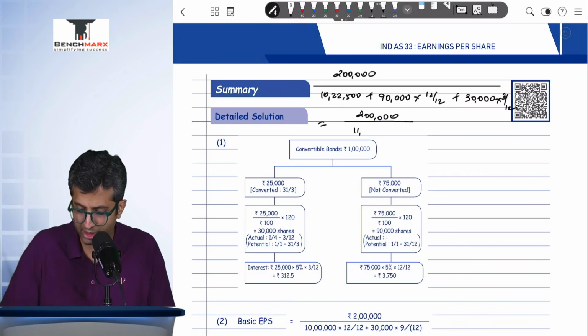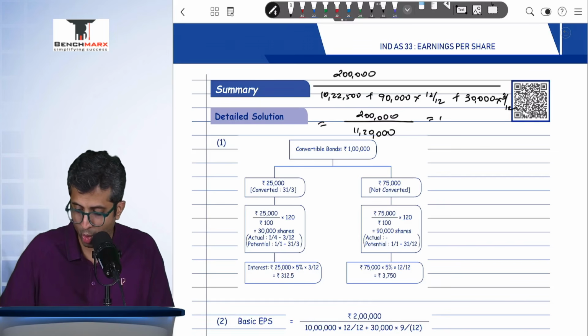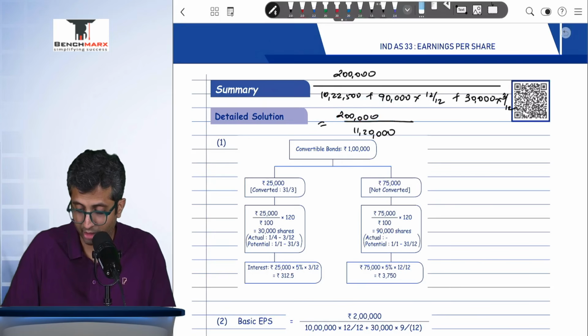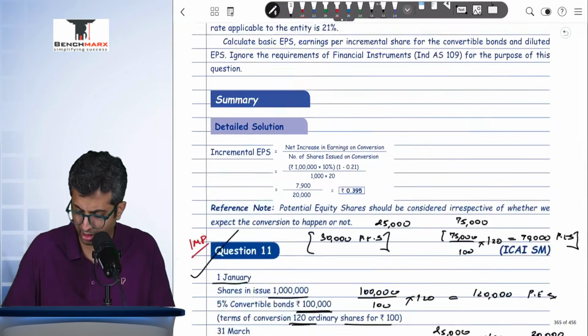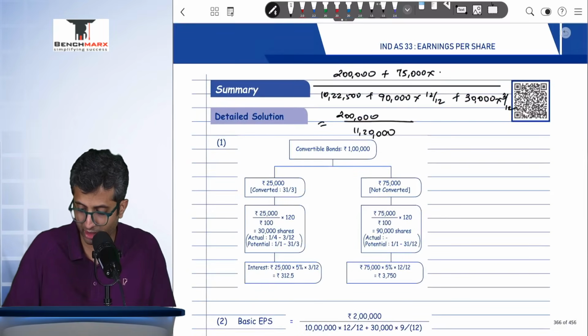So if I do all of this, I will probably get around 11 lakh 20, and 2 lakhs divided by 11 lakh 20 comes to around 0.179. But this is a denominator adjustment. Will there be an adjustment in the numerator? Well, I'll have to add back interest. Acha, interest on 75,000 into, what is the rate? I think this rate would be 5% on 75,000.